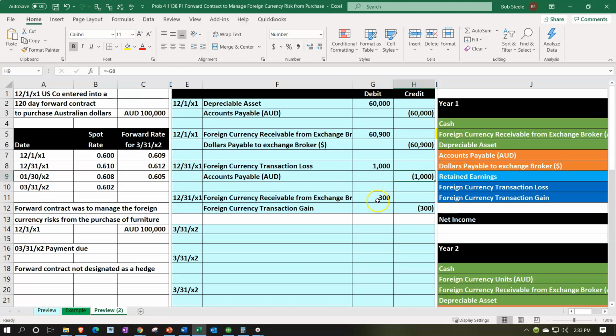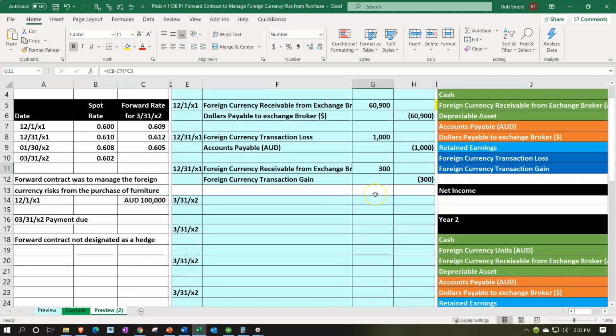Now we're in year 2, and we're saying this thing's going to become due in year 2. We're saying it becomes due on 3/31/2. So now we have to basically revalue our information as of that point in time and then close this thing out, meaning pay off the payable and receive the receivables and so on and so forth.